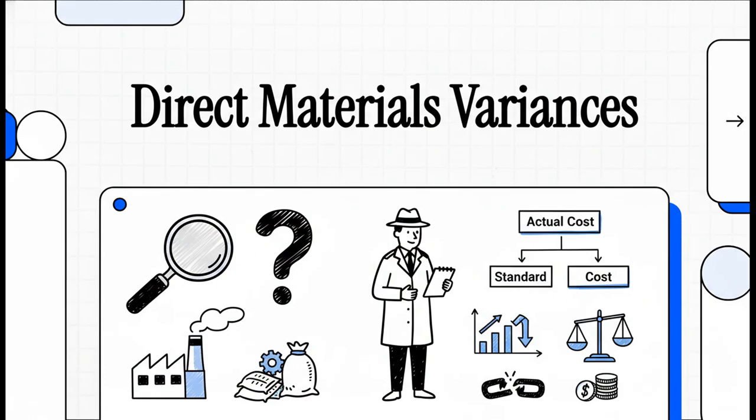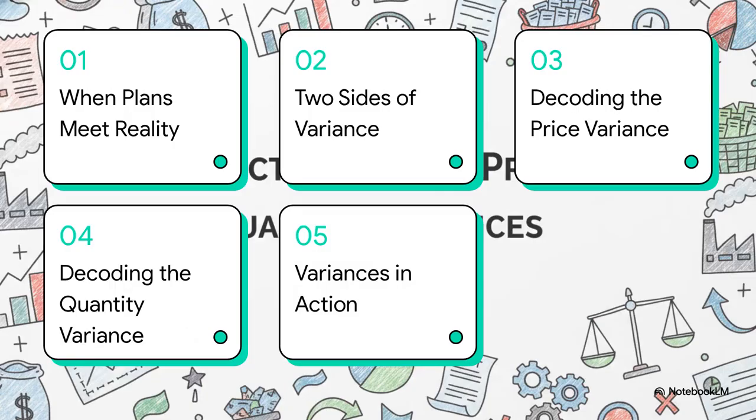Today, we're going to unpack a really powerful tool for any business, direct materials variances. Now, I know it sounds a little formal, but stick with me. This is where you get to be a detective, figuring out the real story behind your costs and what's actually happening in your operations.